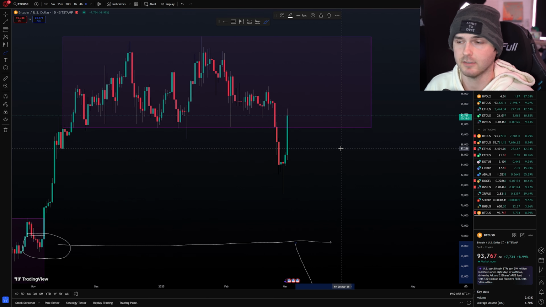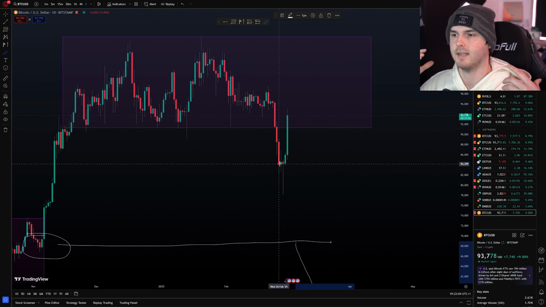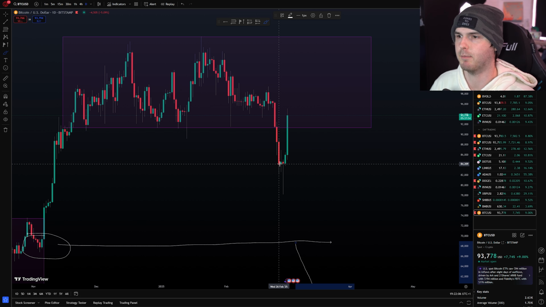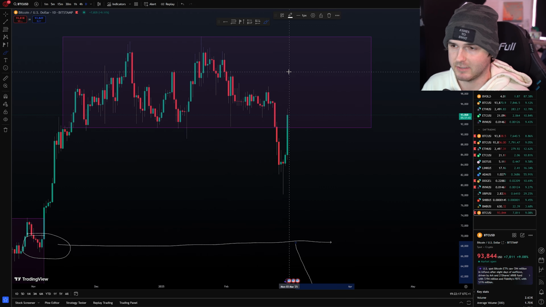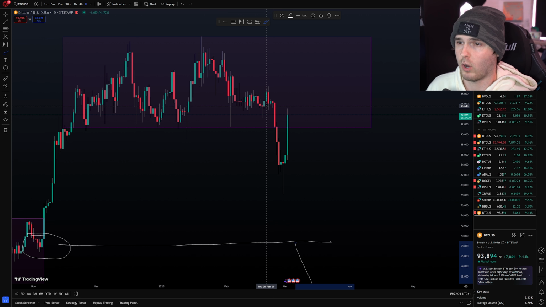Anyways, that didn't happen, so that's good. And now we've pumped today a little bit because Trump confirmed the strategic reserves. Other coins were also pumping because of it. And we are back in this purple box, as you can see. So now the question is, what's next?